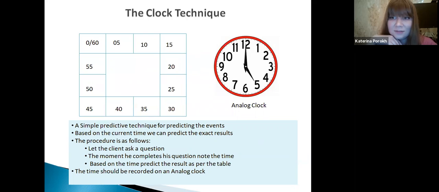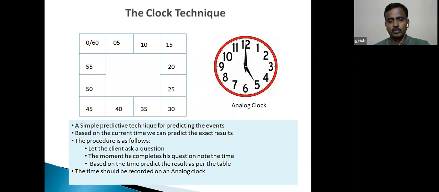Okay. So how do we start with this technique? It's a very simple technique where you just ask the question to your client, or the client will ask you a question, and then you look at the clock and you give the prediction.